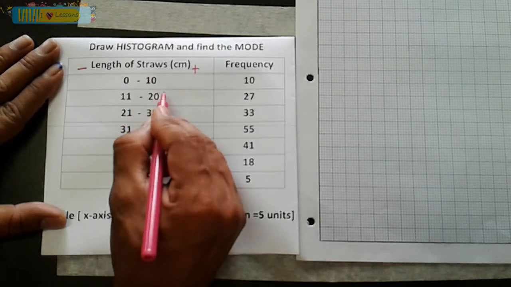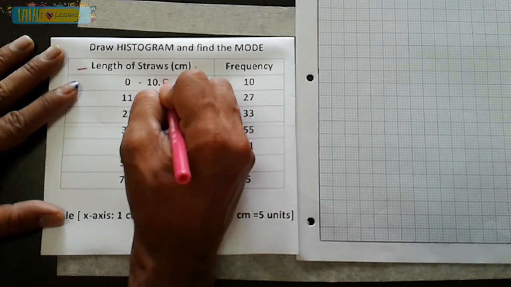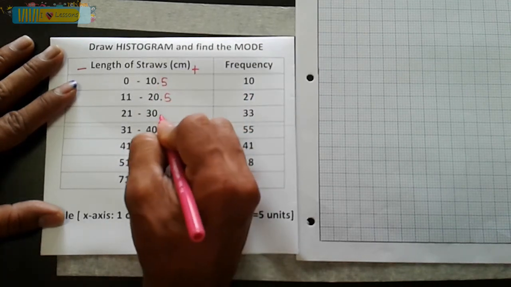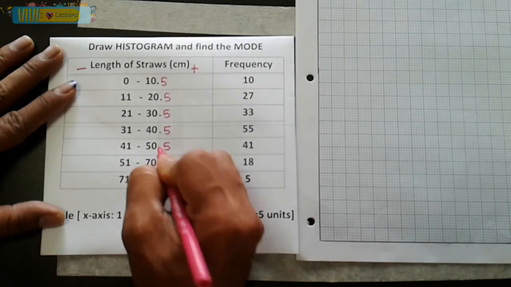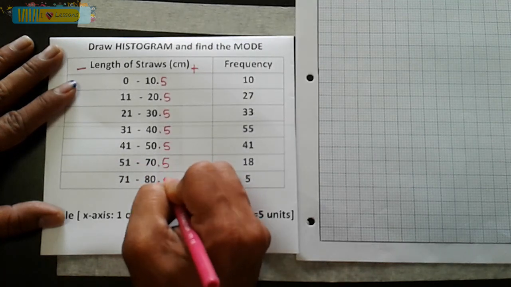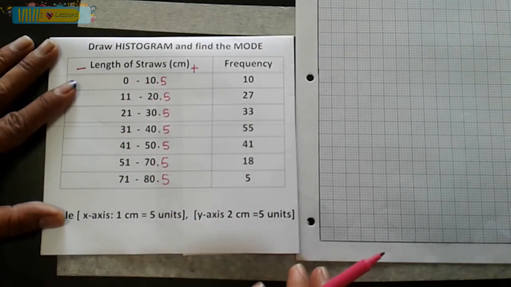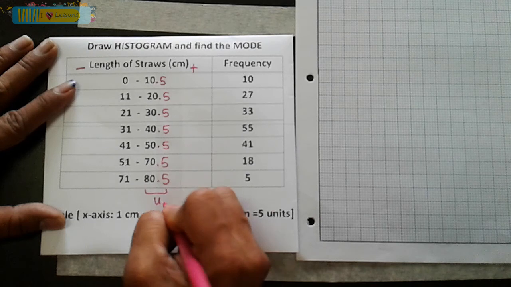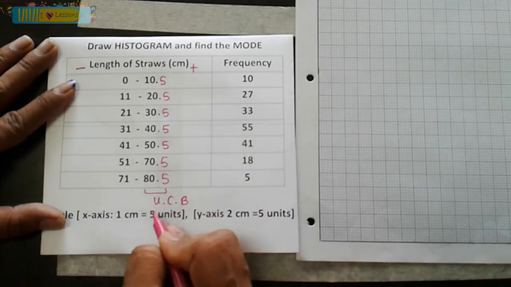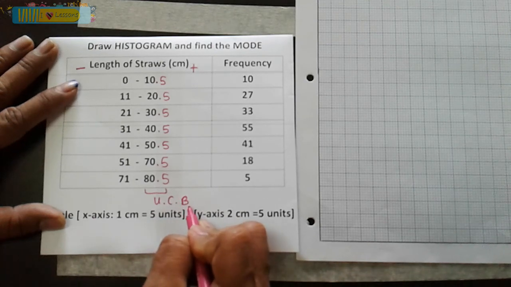All the numbers on this side, you're going to add 0.5. So 10 plus 0.5 is 10.5, then 20.5. I'm guessing that you get the gist right now. So you're adding 0.5 to everyone on this side. Now, notice that when you add the 0.5 on this side, obviously the numbers get bigger by 0.5. These new numbers, you call your upper class boundary, or UCB.